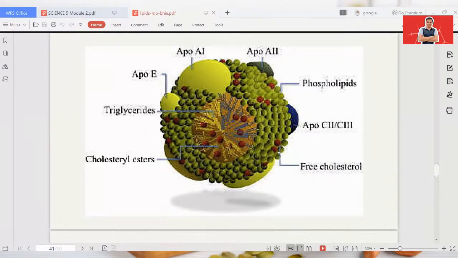This is the structure of the HDL. As you can see, it has apolipoproteins: the A1, the A2, the ApoE. It also consists of phospholipids, triglyceride, cholesterol ester, and free cholesterol.